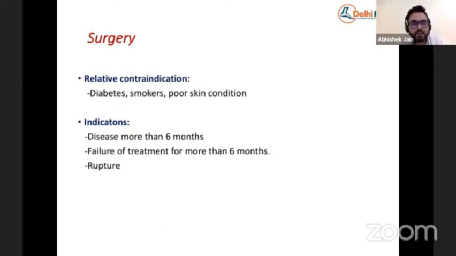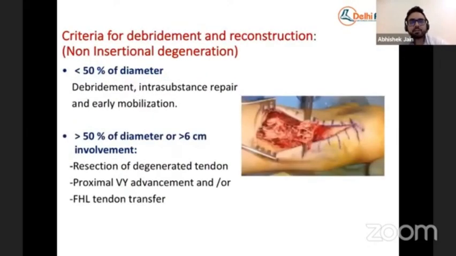And the indications are disease of more than 6 months. There is a failure of conservative treatment for more than 6 months, and when the Achilles tendon ruptures. The criteria for debridement and reconstruction for non-insertional degeneration: if it is less than 50% of diameter, do a debridement, intrasubstance repair, and early mobilization.